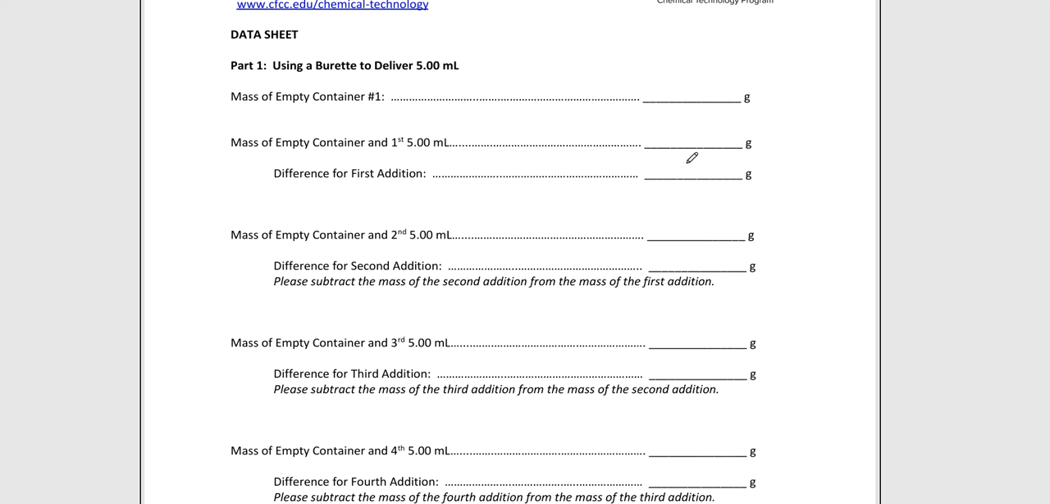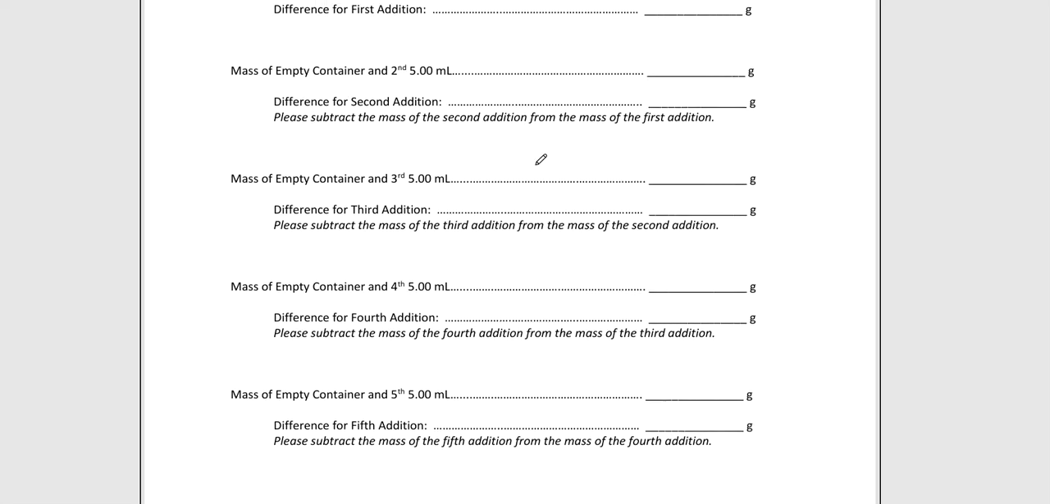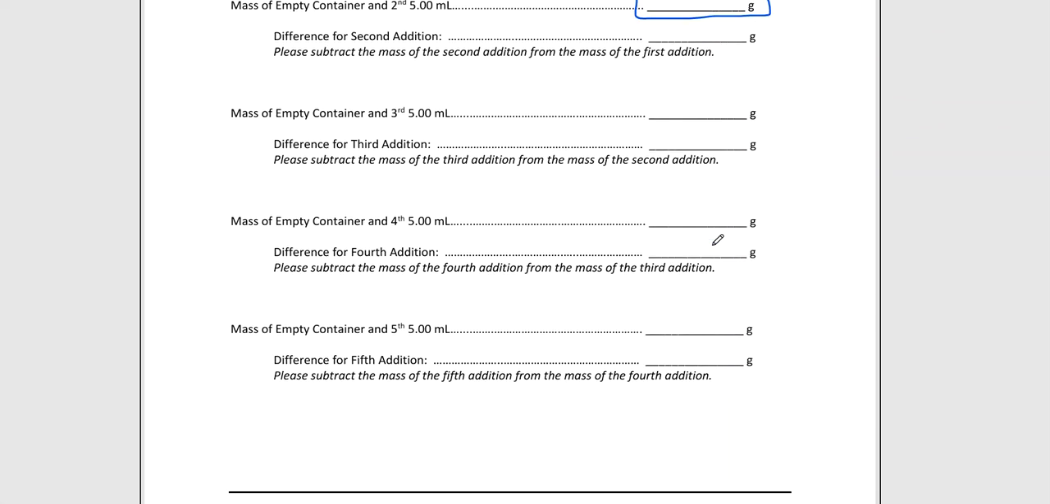This is what the data sheet's going to look like. Mass of the empty container up on top. What was the mass after your first 5 mil addition? And then what is the difference for the first addition? Next up is the mass of the container after the second 5 milliliters was added. And then now we're going to subtract for the second addition. What that means is that I'm going to subtract this total from this total up here. And that will give me the difference, and that will represent the 5 milliliters new that I have delivered at that moment. Then we're going to repeat that for the 3rd, the 4th, and the 5th.